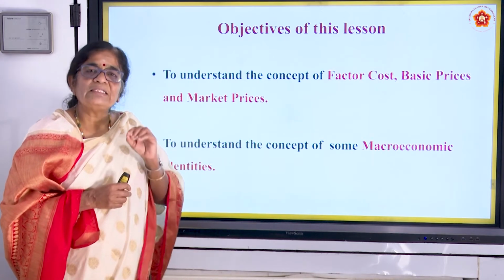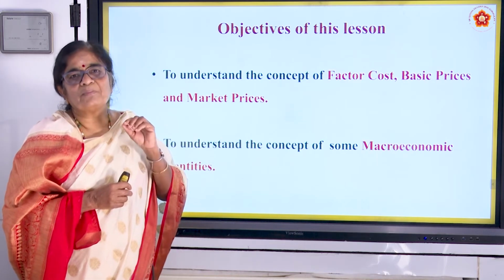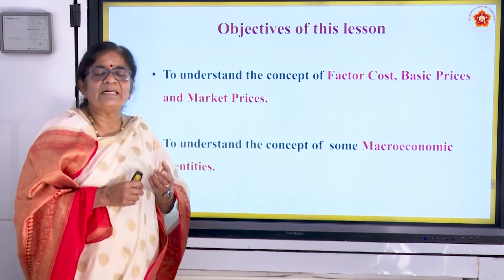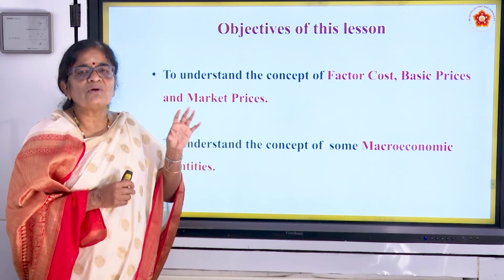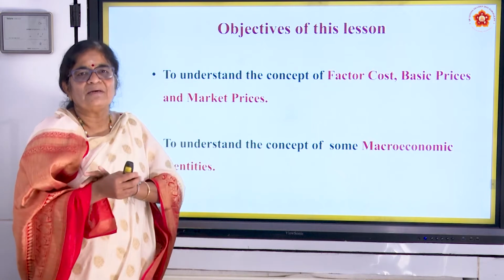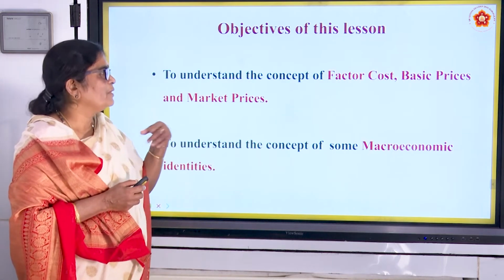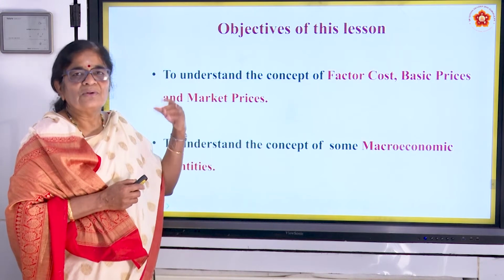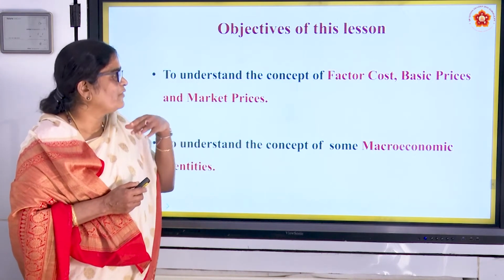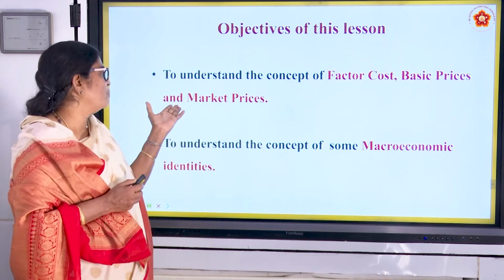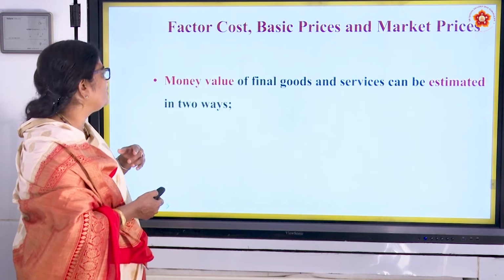The value of each commodity should be converted into money value, in terms of money. Then valuation is very easy. Otherwise, keeping the commodity as such, we can't compare the GDP for different years. For that purpose, we have to value the products, goods and services based on factor cost, or based on basic prices, or based on market prices. For that purpose, we have to study what is factor cost.